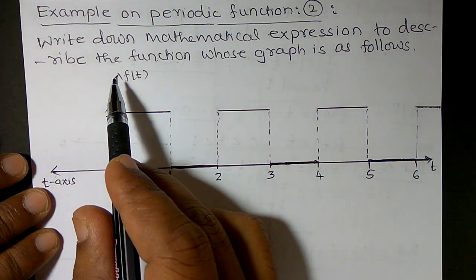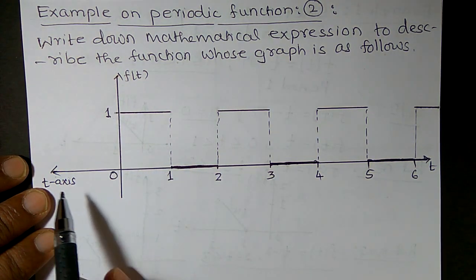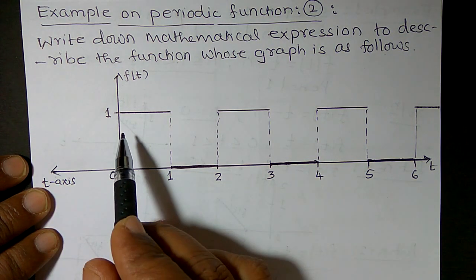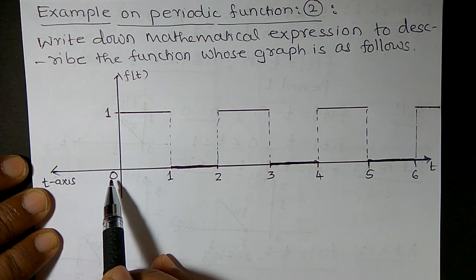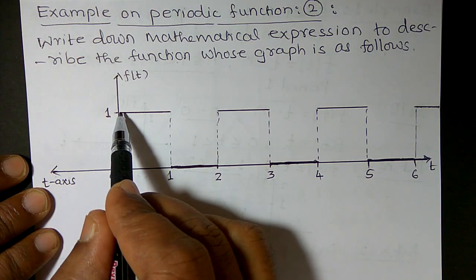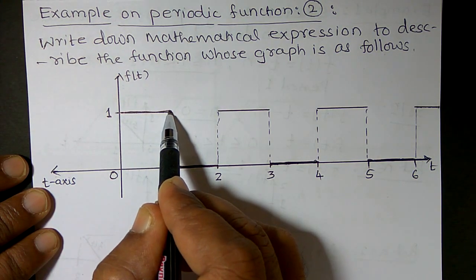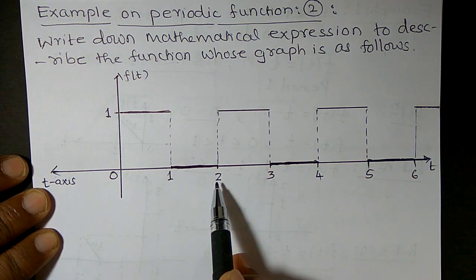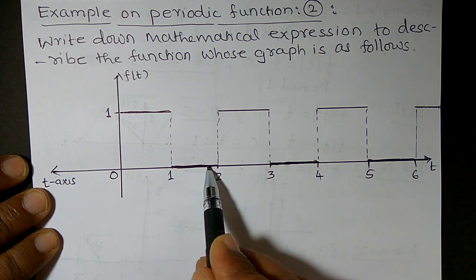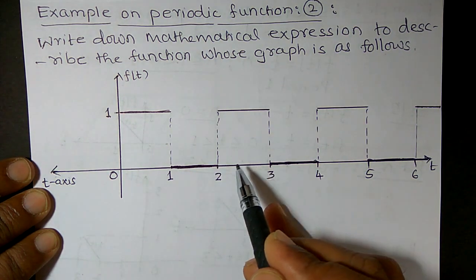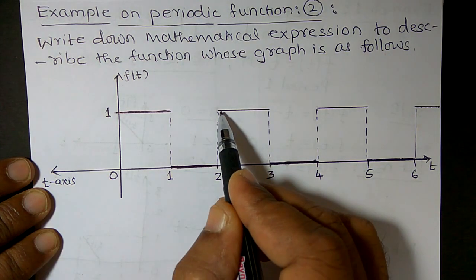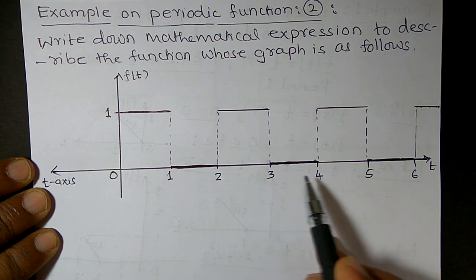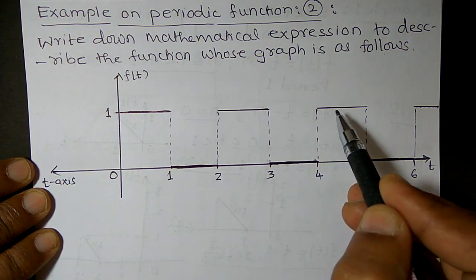Right? Friends, we know that it is f of t and this axis is the t axis. They have given a graph between the interval 0 and 1. So this is the graph that lies between 0 and 1. And in between the interval 1 and 2, this is the graph. In between the interval 2 and 3, this is the graph. Similarly, between 3 and 4 it is this.